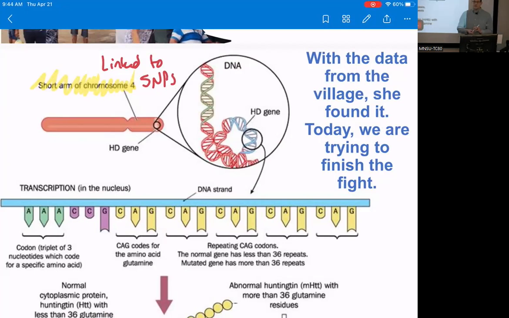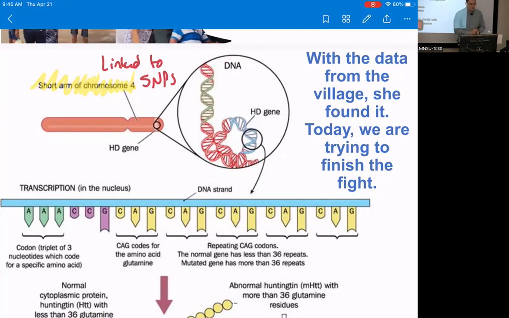So what they found was the repeats that we now know. They found that people that were dying from the disease had way more than 36 repeats, tons, sometimes in the hundreds. They were the ones that had the more severe cases. Huntington's is broad expressivity because it depends on how many of those repeats you have.